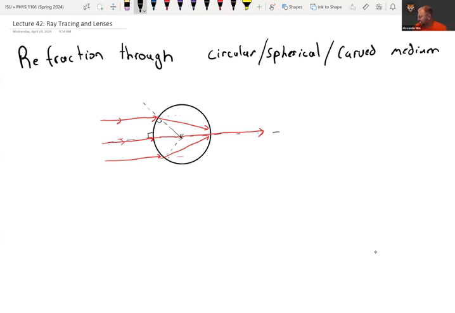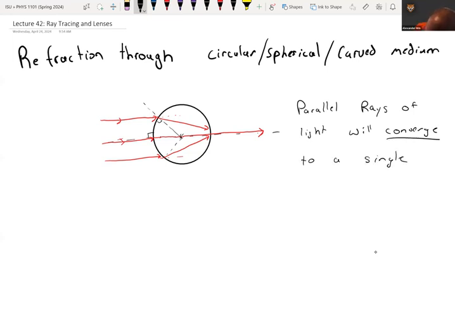In any event, the idea here is that parallel rays of light will converge, and this is an important term, to a single point called the focus. So when you hear about the focus of a lens, it's basically referring to that point where the light is going to converge.